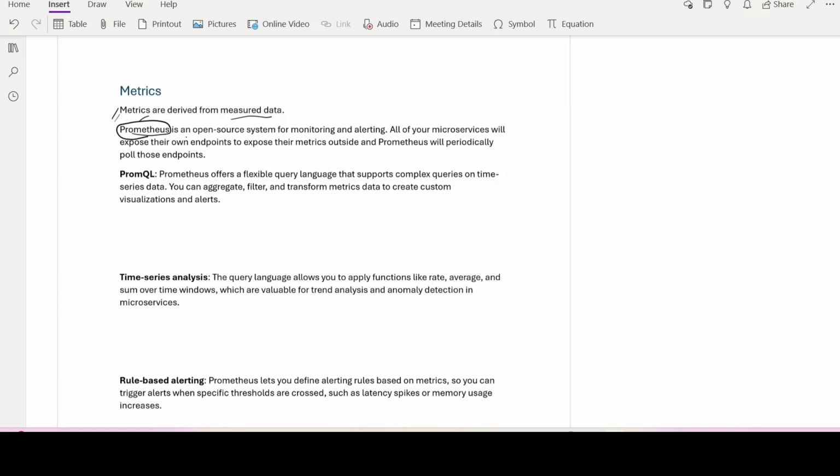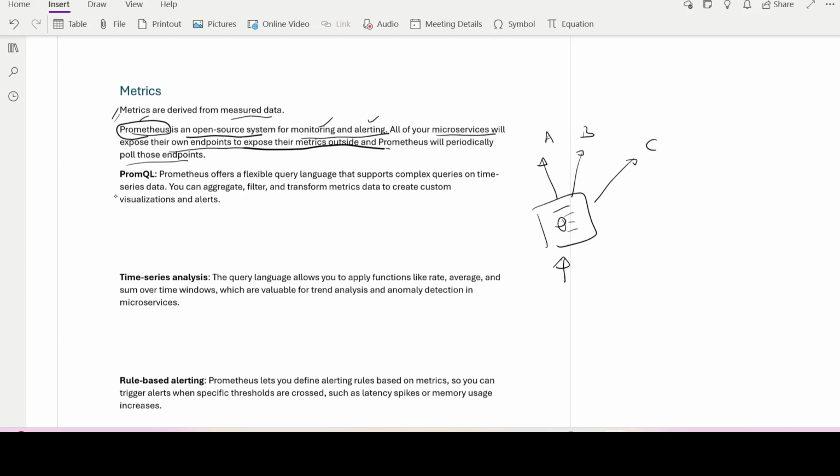So let's see. Prometheus is an open source system for monitoring and alerting. So these two are important: monitoring and alerting. Prometheus is a very good tool. All our microservices will expose their own endpoints to expose their metrics outside the microservices, and Prometheus will periodically poll those endpoints. That means a Prometheus server will poll whatever microservices are registered with it and get the data, like log aggregation. And once it has the data here, it provides some tools for us to analyze this. How do we read these log files?